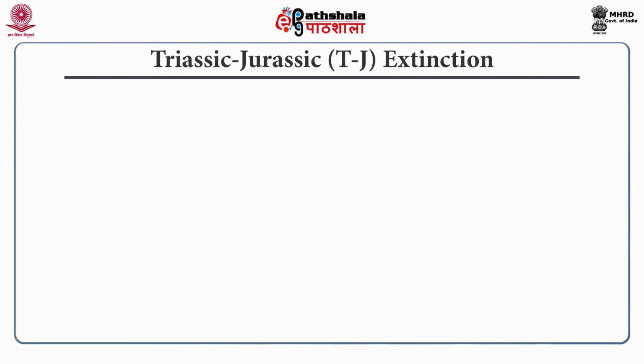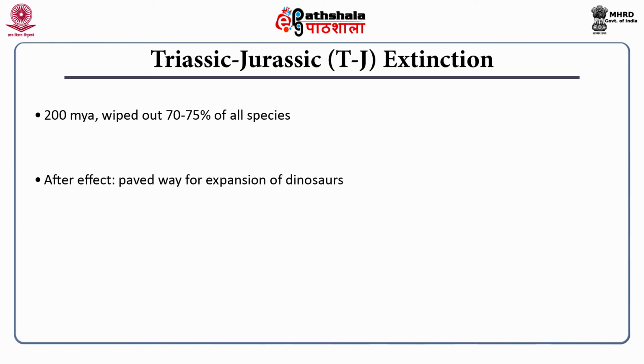The next extinction event is the Triassic-Jurassic extinction that happened near the beginning of the Jurassic, so the end of the Triassic, almost 200 million years ago. It wiped out 70 to 75% of all species on the Earth. What are the after effects of this? It paved the way for the expansion of the dinosaurs. So, the previous sauropsids, the reptiles, were actually outcompeted by the dinosaurs, because the competitors of those dinosaurs went extinct during this particular extinction event.